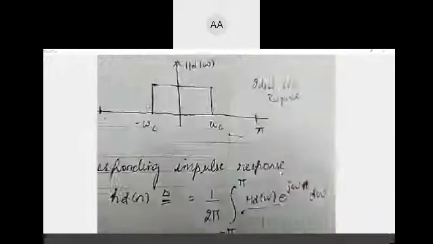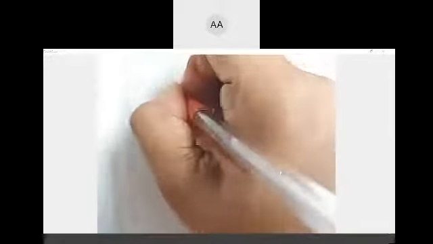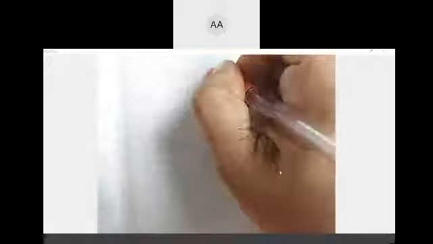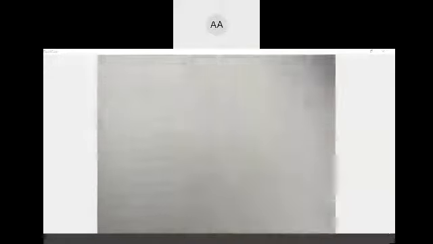So I can rewrite this as hd of n is equal to 1 by 2 pi integral from minus omega c to plus omega c of e power minus j omega alpha into e power j omega n d omega. This I am going to simplify. How do I do that? Simplify this. How do you do this simplification?